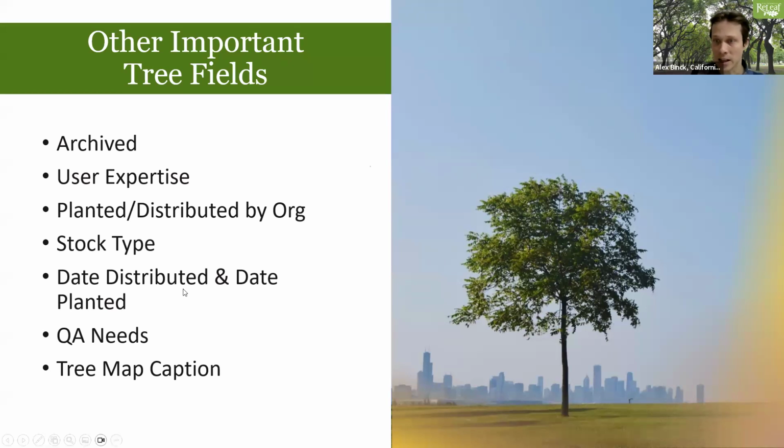Date distributed and date planted. This is one that we were getting questions on earlier. The date distributed is going to be if you don't know the date planted. So this is kind of like what we were talking about earlier with status. You would put the date distributed instead if you gave it away, but you don't actually know when it was planted. So it's kind of an alternative to the date planted. If you know the date planted, just put that. If you don't, but you do know the date distributed, you can use that instead.